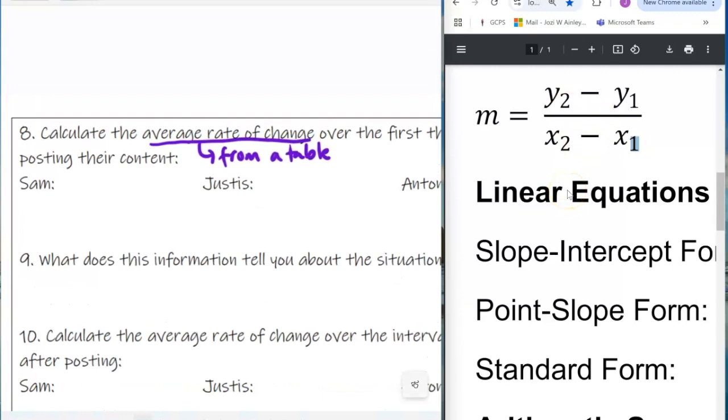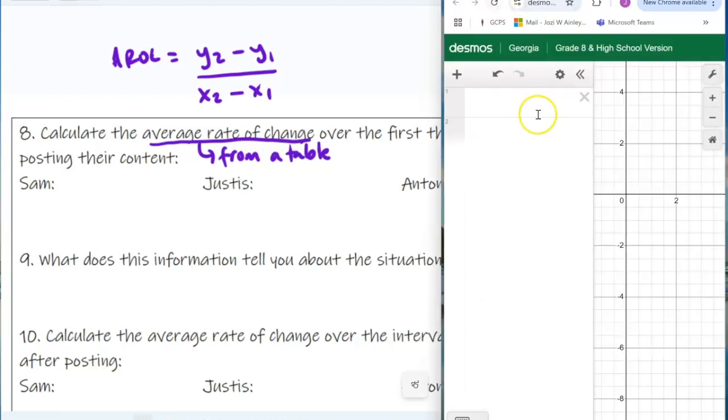So average rate of change, and we're going to call that AROC for short, and you can just write on the top there, is going to be the second y value minus the first y value divided by my second x value minus my first x value. All right, once we have that, it becomes relatively simple. We just got to figure out the values.